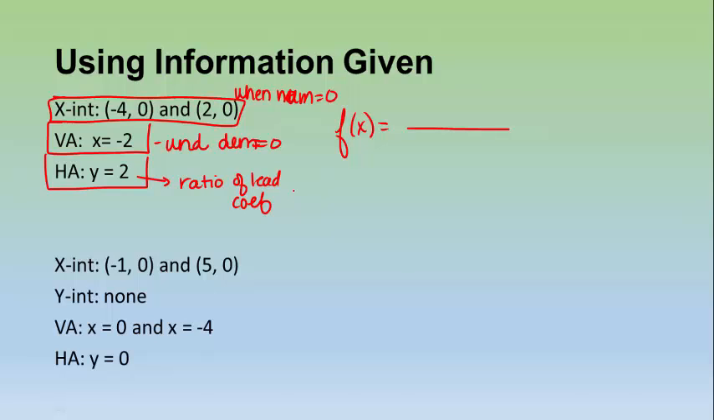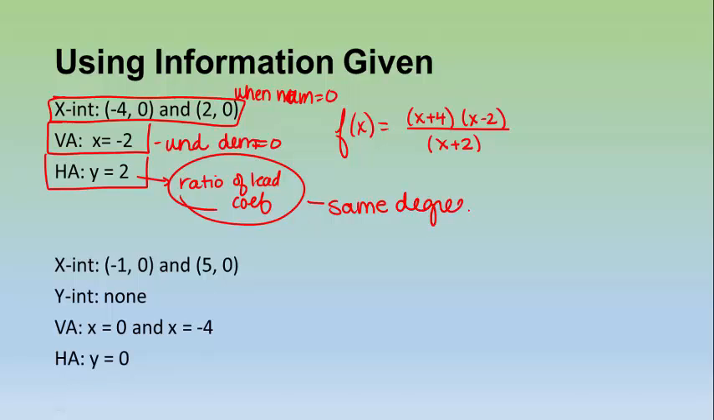So to put this back into a function, if my x-intercepts are where the numerator equals 0, that meant that x plus 4 and x minus 2 were the information from the x-intercepts. My vertical asymptote x equals -2 is where the denominator equals 0, so that must be where it was undefined. So x plus 2 was where it was undefined. Now, having a ratio of lead coefficients also means that I had the same degree. And if you notice right now, I'm going to have an x squared in the numerator from having x times x, but I only have an x in the bottom, which means that I don't have the same degree.